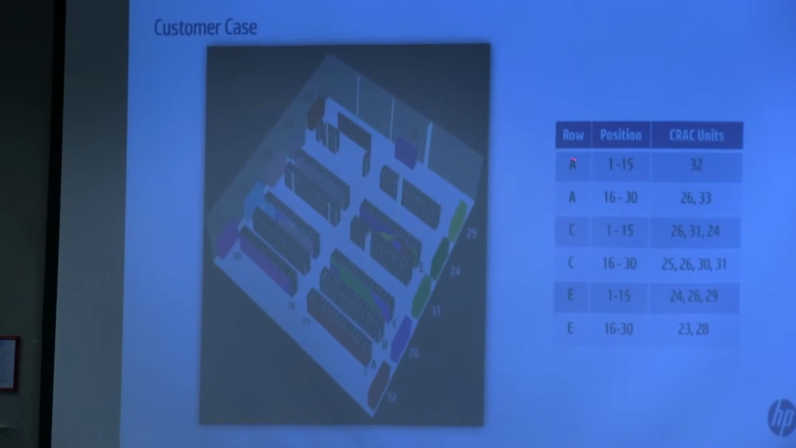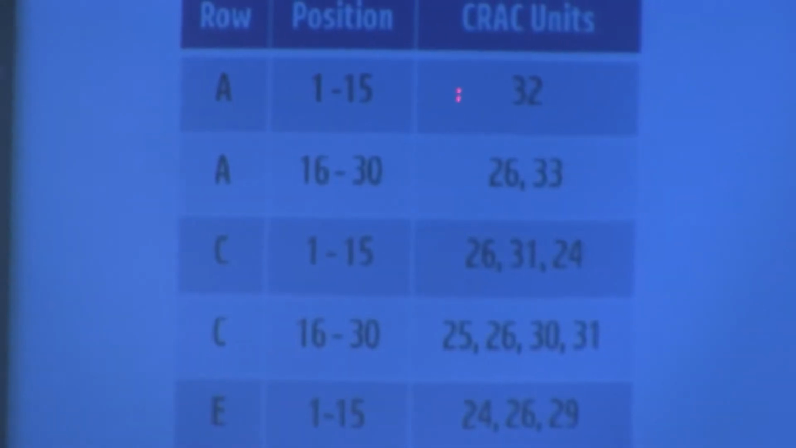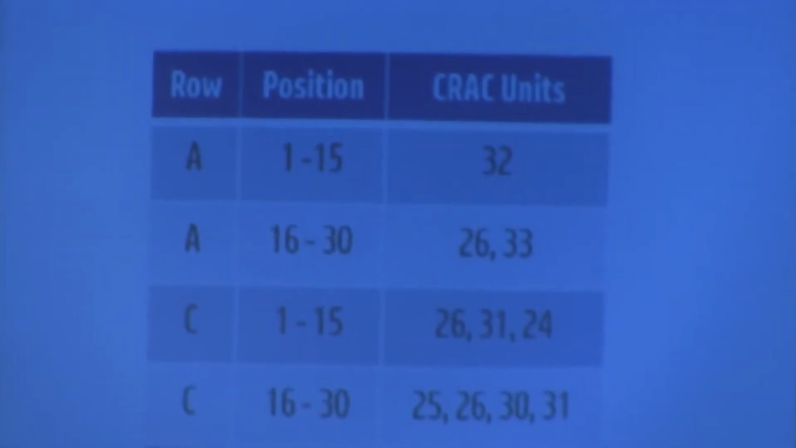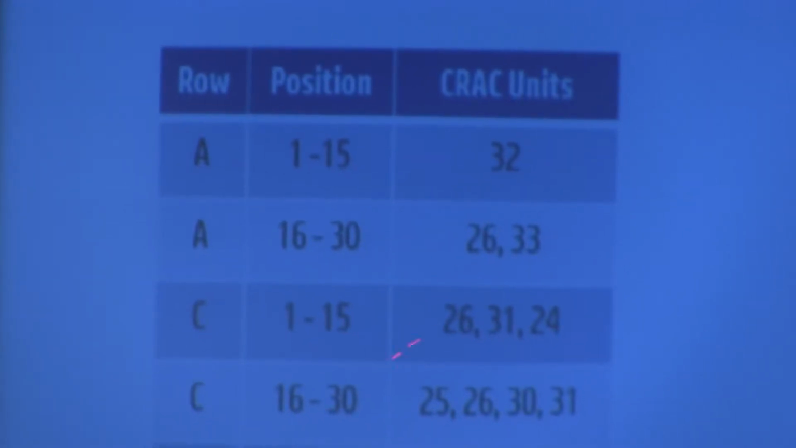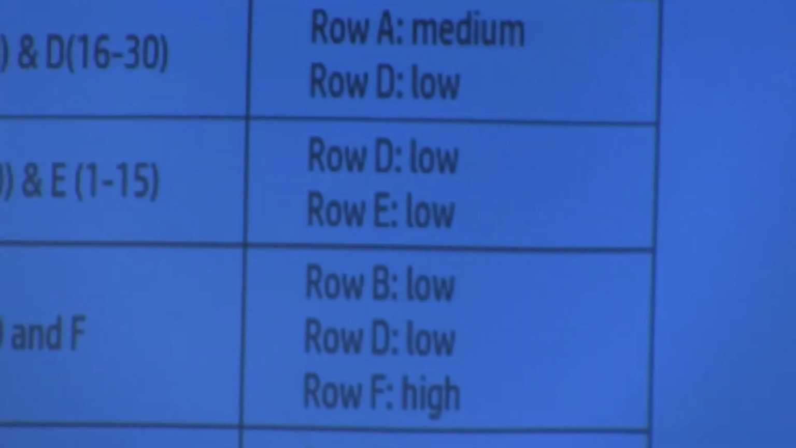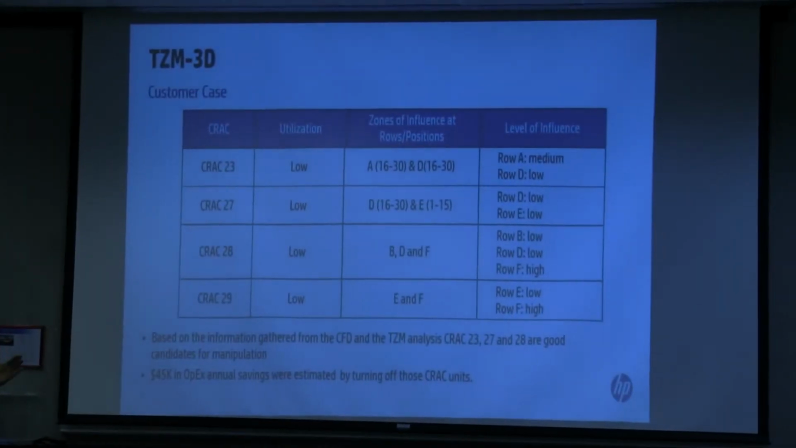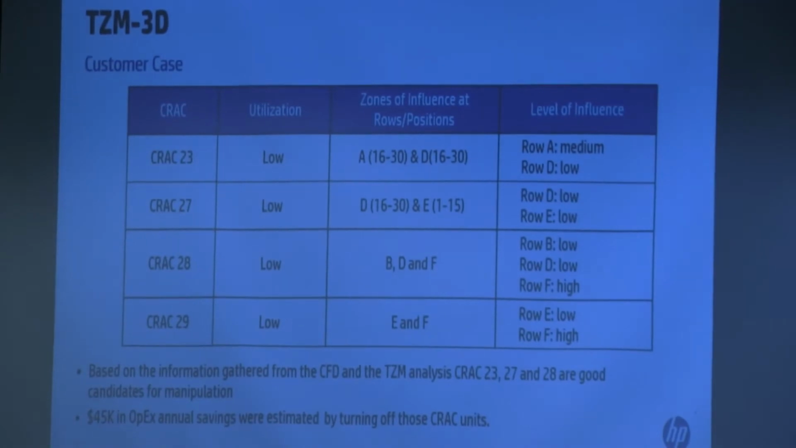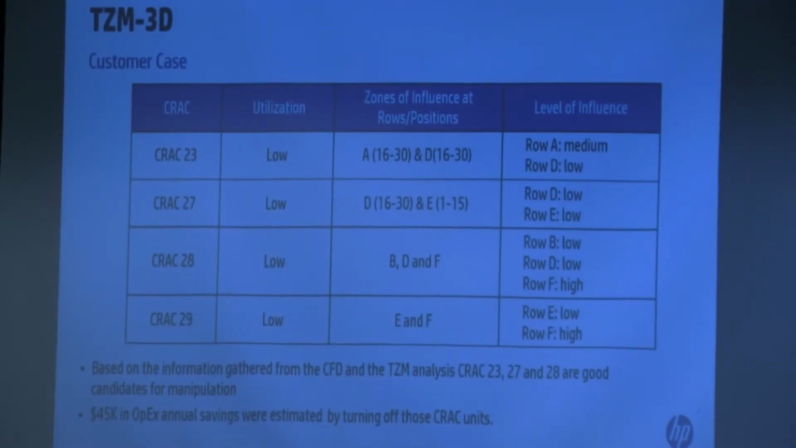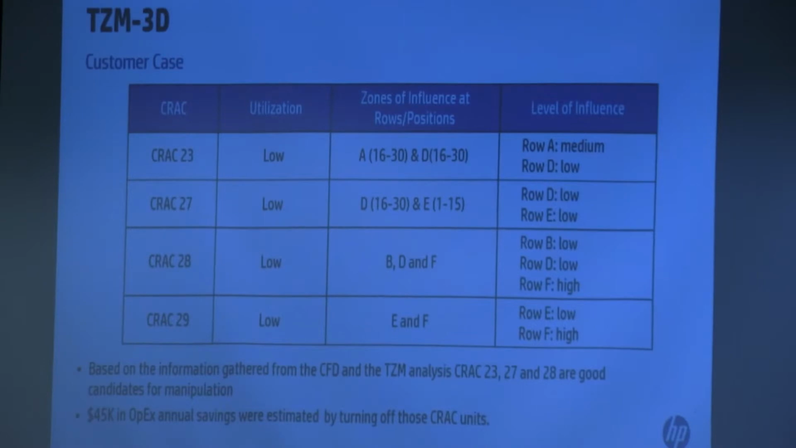Once we did that analysis, as you can see here, this is another picture in front of the servers. We can say that for row number A, the crack unit that has influence is number 32. We have some areas where we have 4 or maybe 3 air handling units. So we combined our knowledge of the influence of each crack unit, whether it's low, medium or high, and we know their utilization, that they're not doing too much of the work.